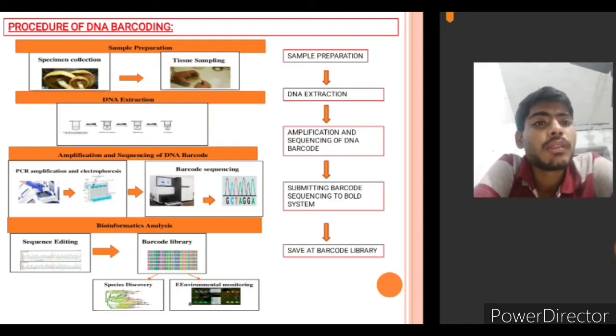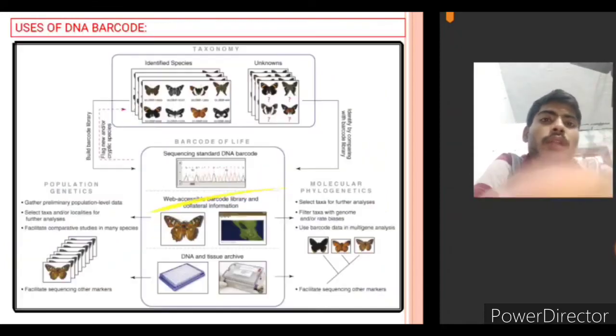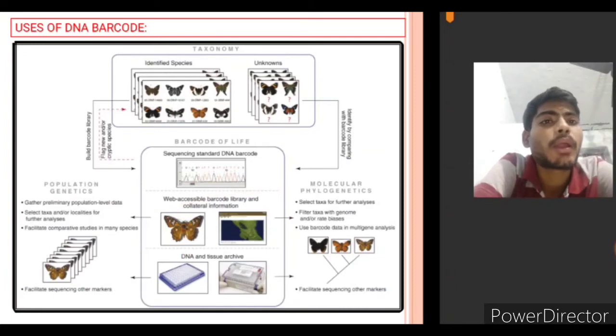After sequencing, it is submitted to the BOLD system. As we discussed, the BOLD system has a workbench where DNA sequences are submitted and the barcode is generated. The DNA barcode will be generated. Then this barcode will be saved in the DNA barcode library for future use. Then we discuss the uses of barcodes.